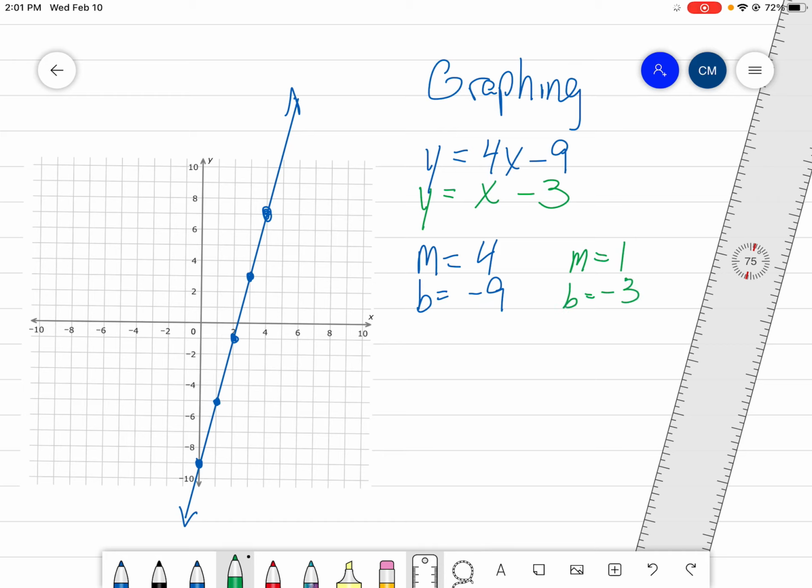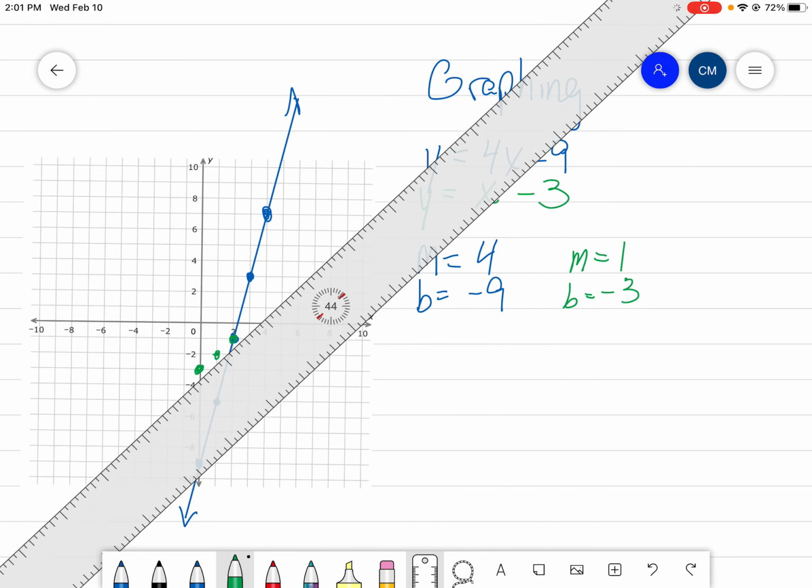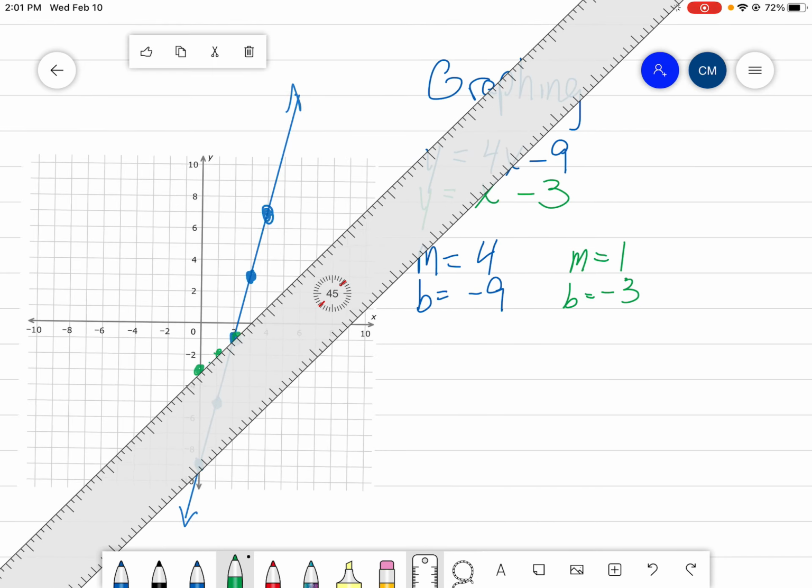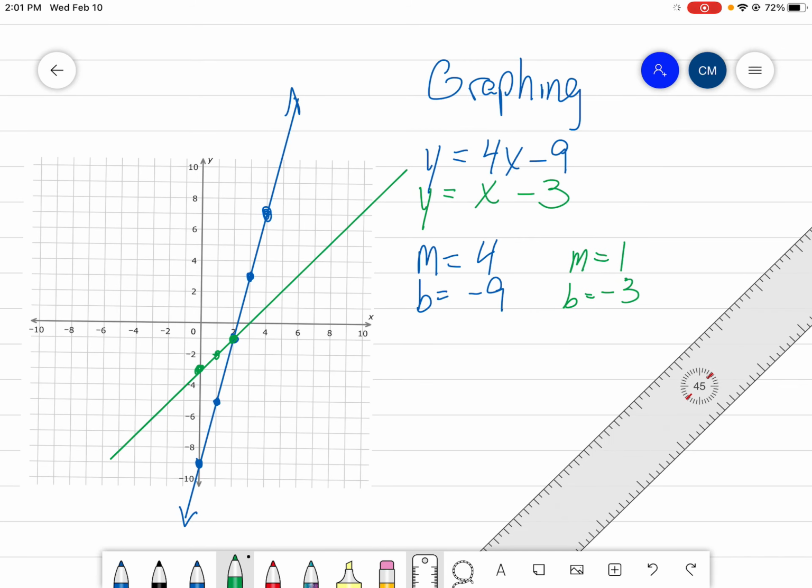For the second equation, I see that my slope is equal to 1, and my y-intercept is equal to negative 3. So starting at negative 3, I'll go up 1 over 1, up 1 over 1. I'm already connecting, so I'm just going to draw my little line here. Again, straightest line in the biz.